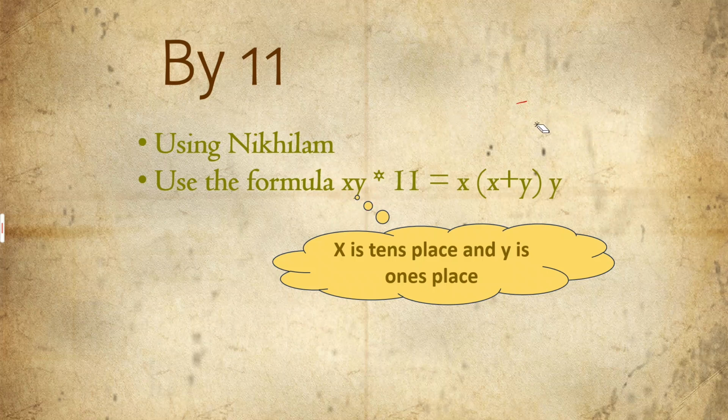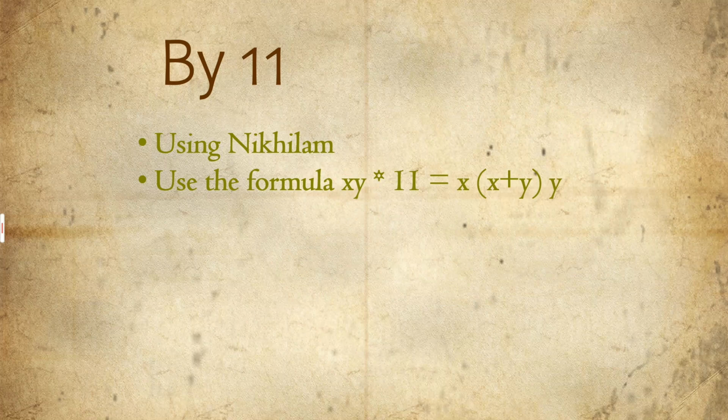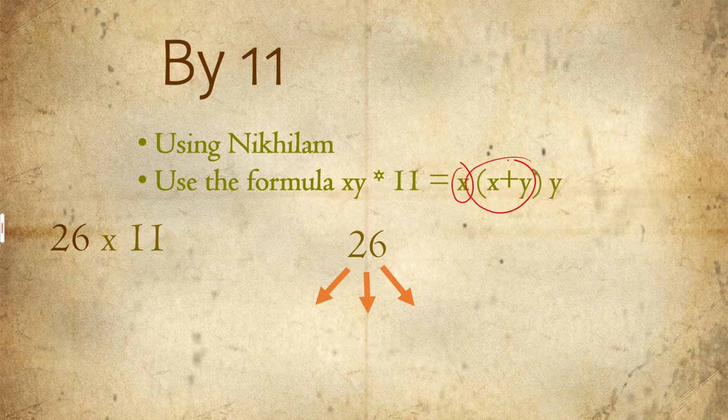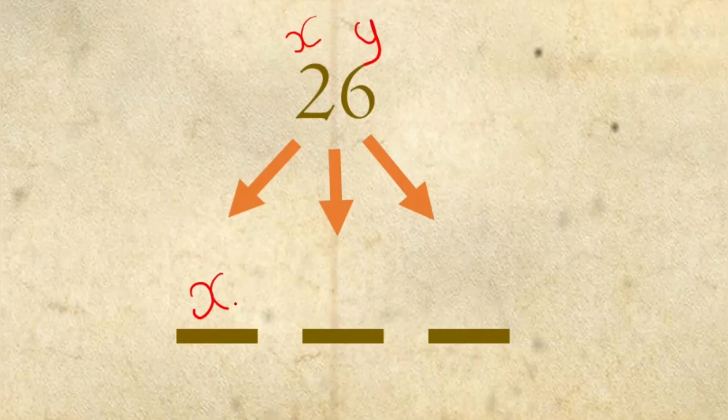Now, if you're not able to understand using this general formula, let's have a look at an example. The example over here is 26 into 11. 26 is going to be divided into three parts, as we have seen. The three parts are x, x plus y, and y. Now, first we're going to write down x. x in this case is 2, and y in this case is 6. So we're going to write down x as it is over here, that is 2. Then we're going to write in the ones place y as it is, that is 6 over here.